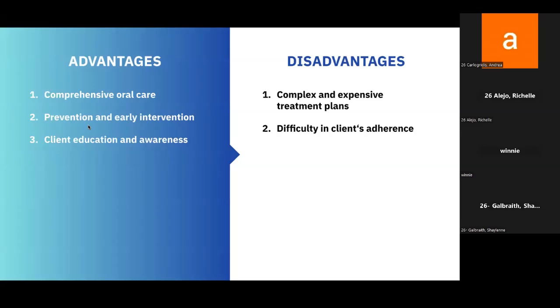Advantages and disadvantages. So for advantages, number one is comprehensive oral care. With clients who have both conditions, dental professionals are expected to provide comprehensive oral care to better manage periodontal disease and diabetes. And clients with diabetes are aware of their glycemic management, so therefore, periodontal disease is more likely to be in control. This also concludes that they have better overall health that can lead to a positive outcome.